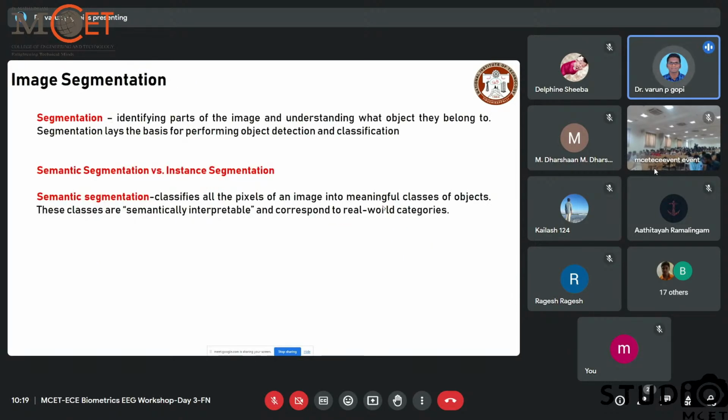And second, image segmentation. Segmentation means identifying parts of an image and understanding what object they belong to. Segmentation lays the basis for performing object detection and classification. There are two kinds of segmentation available. The first one is semantic segmentation and the second one is instance segmentation. Semantic segmentation classifies all the pixels of an image into meaningful classes of objects, and these classes are semantically interpretable.